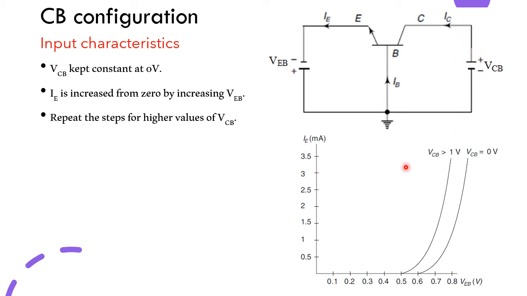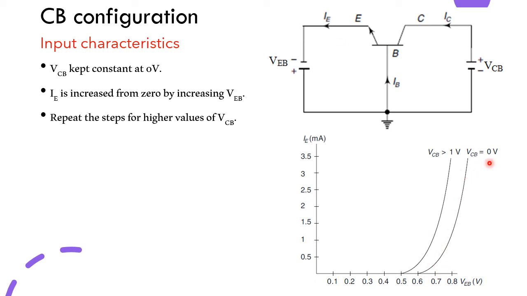Okay, so first let us draw for VCB at 0 volt. Keep VCB at 0 volt, then by varying VEB, note the values of IE and draw the curve. So you will get this curve. By fixed VCB, vary VEB, note down the values of IE, and then draw the curve.